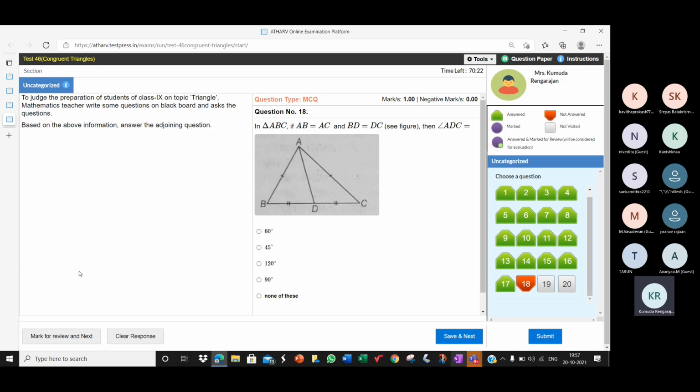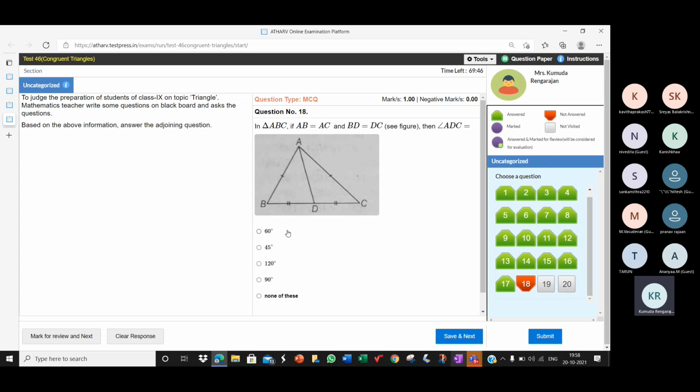Okay, Shreyas, justify 90 degrees. Ma'am, first we have to prove that triangle ADB is congruent to triangle ADC. As AB is equal to AC, BD is equal to DC, and AD is equal to AD. Very good. The two triangles are congruent by SSS rule. AB is equal to AC, BD is equal to CD, and AD is the common side.